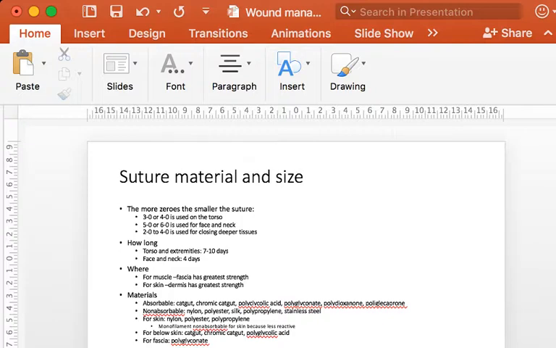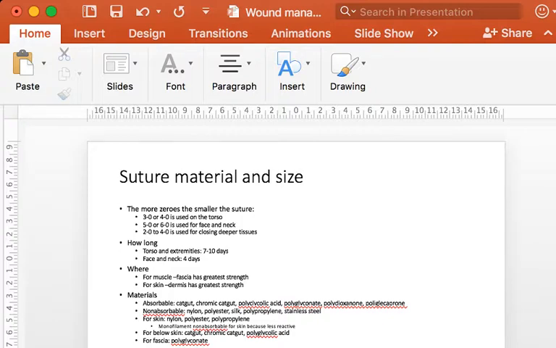In terms of where to place the suture, if you're closing a muscle, you would place it in the fascia, which is the greatest strength. And for the skin, you would put it in the dermis. So remember, there's the epidermis, the dermis, and the hypodermis, so it's the second layer.